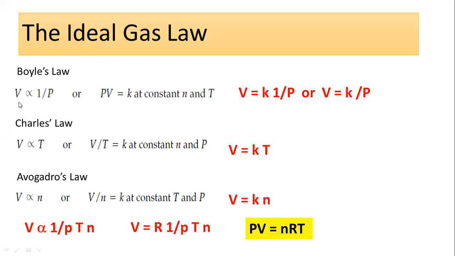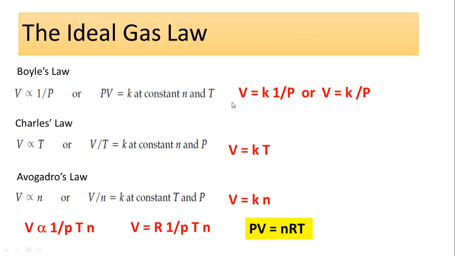In Boyle's law, we have already discussed that the volume is inversely proportional to the pressure. When you remove this proportionality sign, you will have a constant on the right hand side. This is represented by the small k, and the volume would be k over P. Or you can simply say the value of k would be equal to V multiplied by P, and this is given over here.